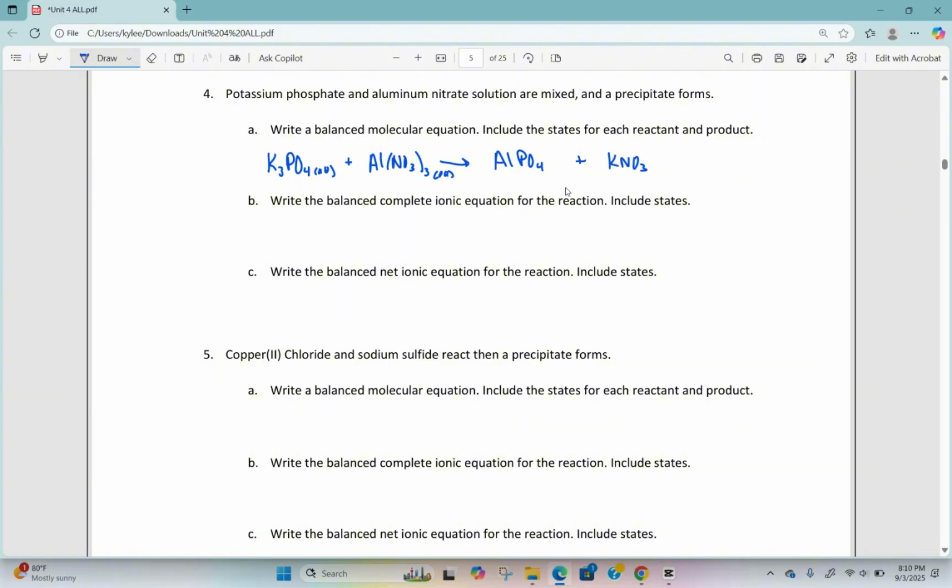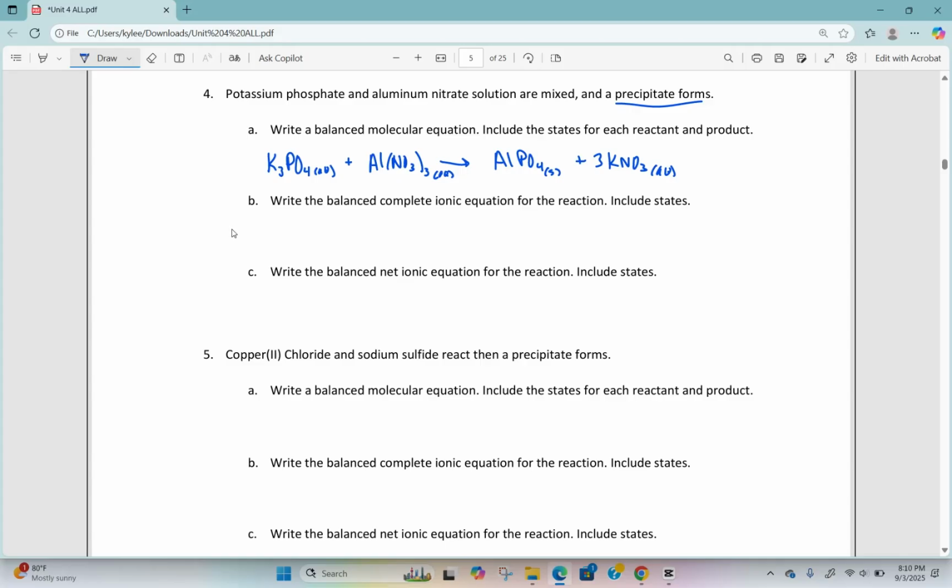Now, this one does not tell me what the precipitate is. I have to figure that information out. And the way I do that is knowing my snap ions, because K and NO3 are both snap ions, which means that this has to be my precipitate and that these would be aqueous. Now, I do need to balance it because I have 3 potassiums and 3 nitrates on the left, so I need to put 3 of each of those on the right.